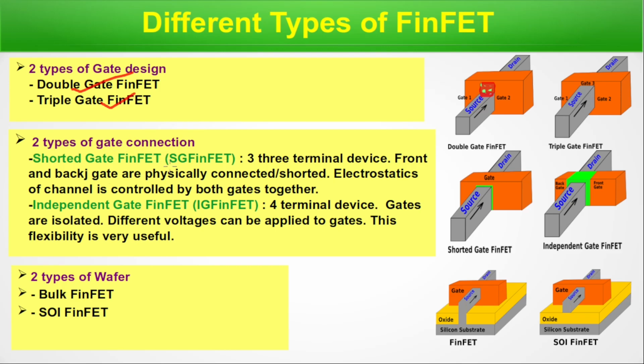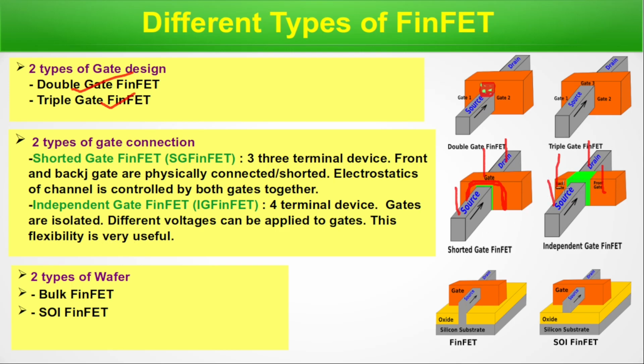Now two types of gate connections: shorted gate FinFET and independent gate FinFET. Shorted gate FinFET is a 3-terminal device. Front and back gates are physically connected, or shorted. The electrostatics of the channel is controlled by both gates together. This is shorted: source is one terminal, drain another terminal, and gate another terminal. So 1, 2, 3, a 3-terminal device, and the whole gate is shorted from this side to that side. And here are the back gate and front gate, plus source and drain, so it's a 4-terminal device.